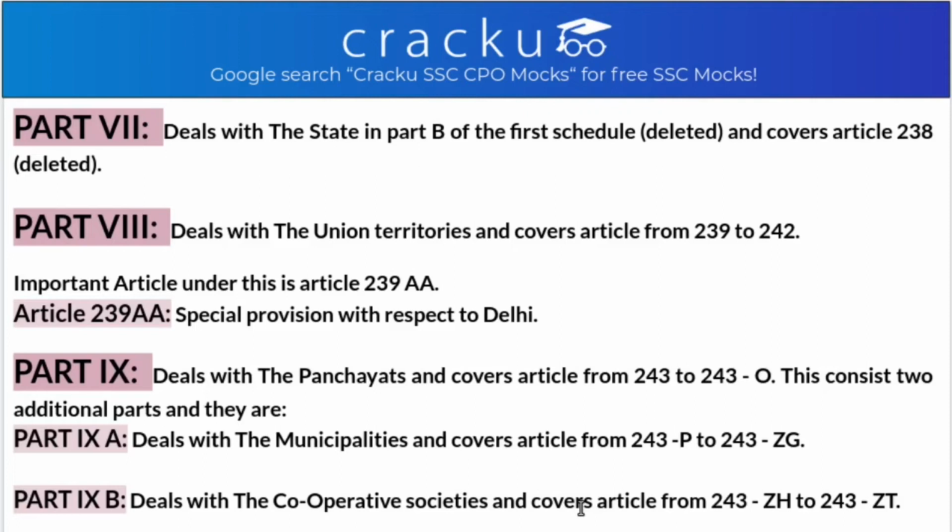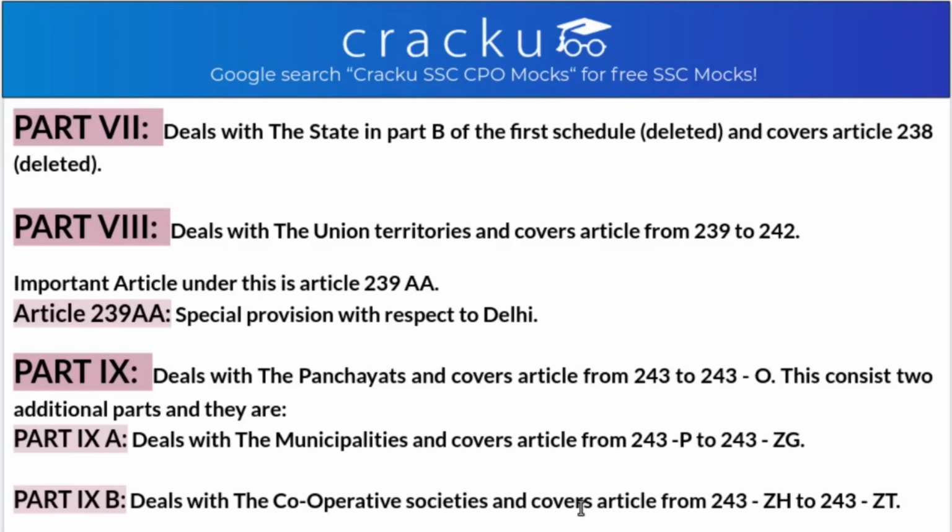This is special provision with respect to Delhi, as Delhi is a union territory and state too, and even the capital of India. So after this comes the Part 9. What does Part 9 deal with? It deals with the Panchayat, that is the three-tier government of India, and covers articles from 243 to 243O. And even again Part 9A and Part 9B.